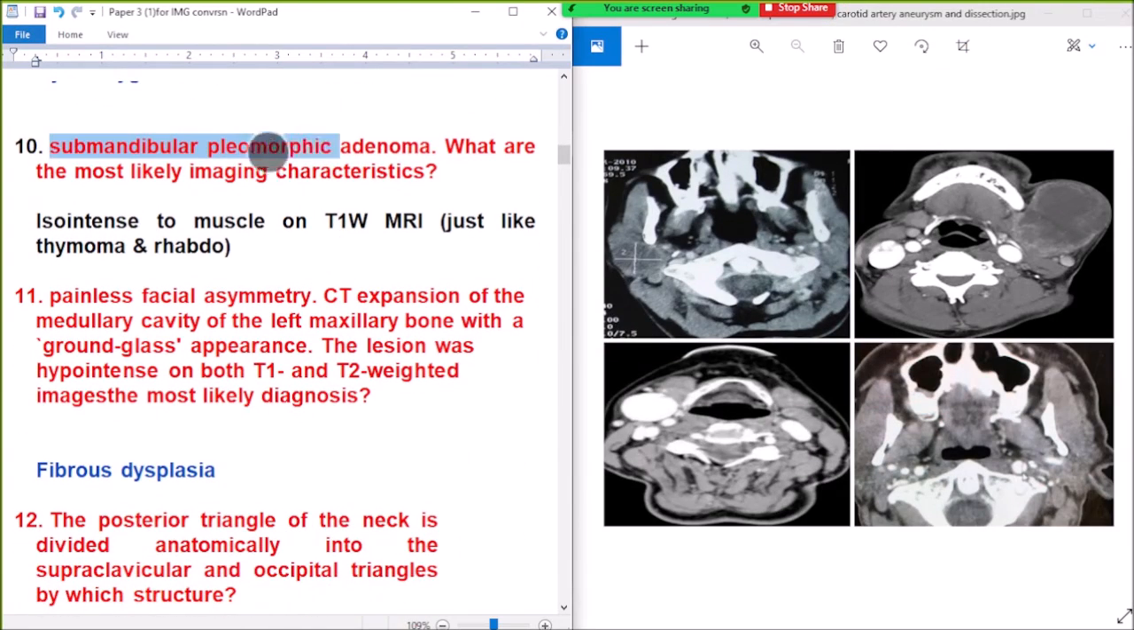Question 10. Submandibular pleomorphic adenoma. What are the most likely imaging characteristics? Isointense to muscle on T1W MRI, just like thymoma and rhabdomyoma. Pleomorphic adenoma is isointense to muscle on T1W MRI.